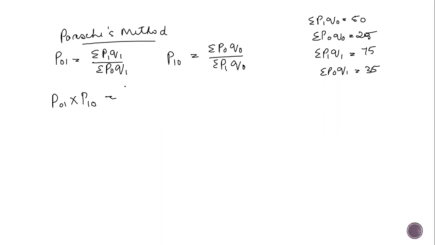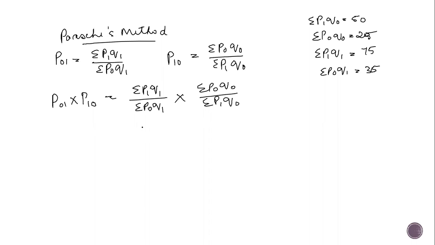Okay, that means first we do the direct one: summation P1 Q1 divided by summation P0 Q1, into the reverse: summation P0 Q0 divided by summation P1 Q0. Okay, so write these values here.